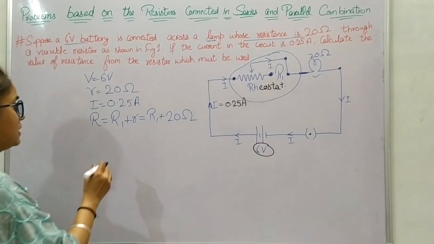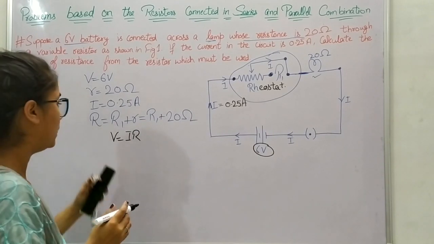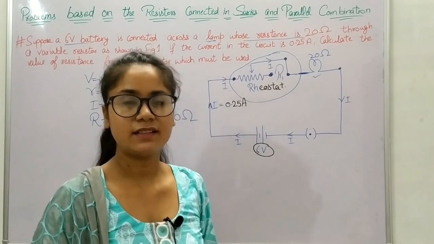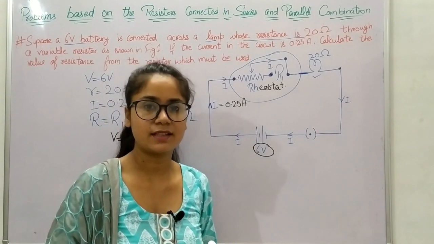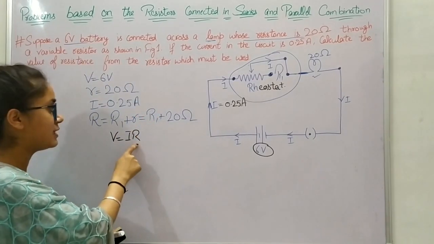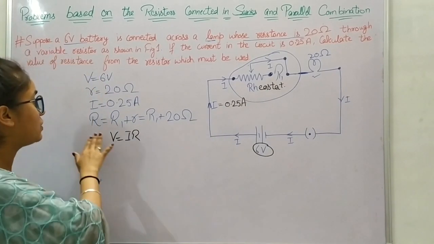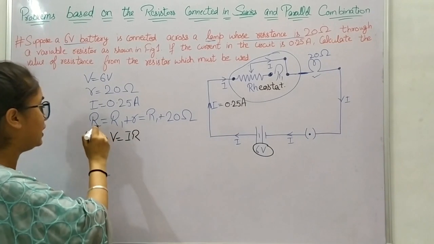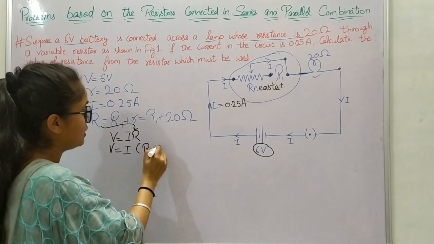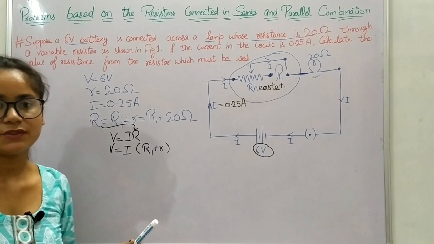What is the formula for Ohm's law? V equals IR, correct? What is V? V is the potential difference which is directly proportional to the electric current in the circuit, and when we replace the sign of proportionality with the equality, we get the constant resistance here. So this is the formula, and we are trying to find the resistance. V equals I times R1 plus r. Now we are going to put in the values here.